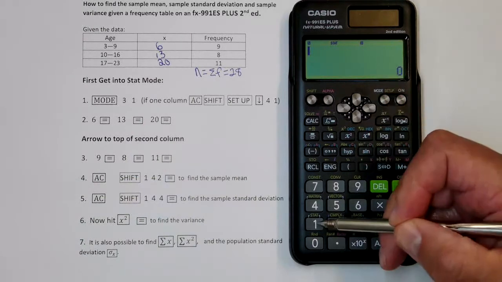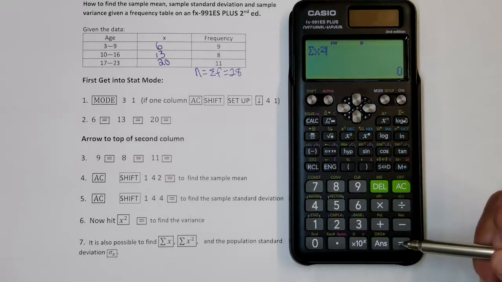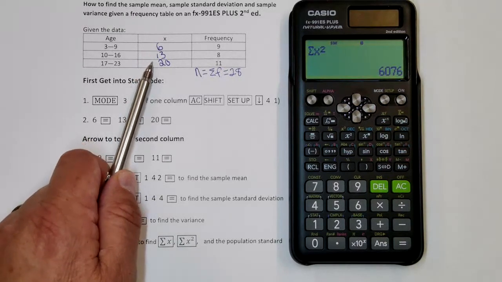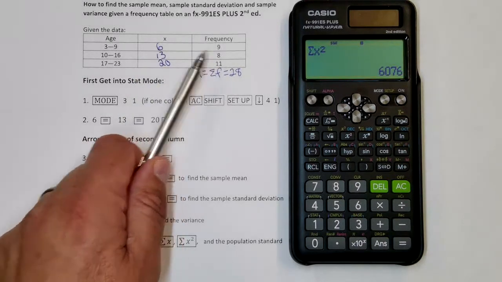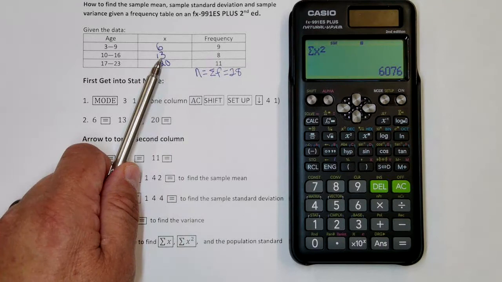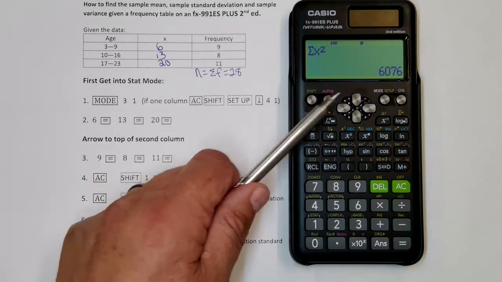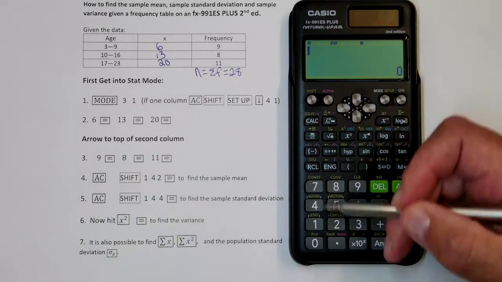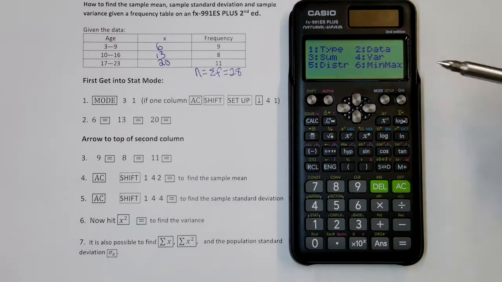Another one they'll give you, shift 1 and number 3, is sum of x squared, number 1. What is that? Well, that has to do with 6 squared, 13 squared, and 20 squared. So 6 squared is 36. 36 times 9 plus 169, which is 13 squared, times 8, plus 400 times 11, equals 6,076. And it gives you other information. You may want to just shift 1 and explore around here. There are minimum, maximum values, different distributions, et cetera. So just go through that.